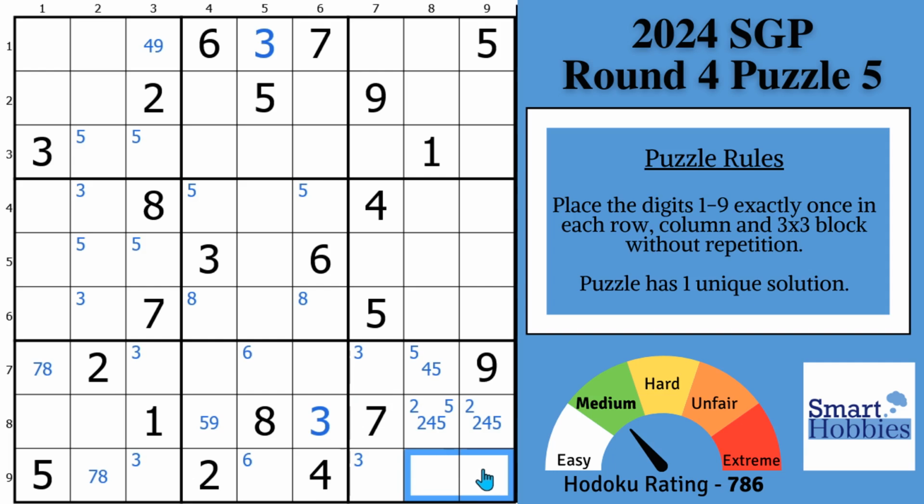3 can no longer be in either one of these spots right here. And so you see here you have a kind of nice little mini X-Wing, they call it, of the 3s in rows 7 and 9.